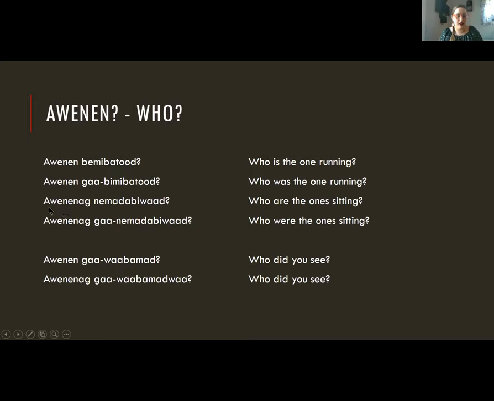Awaynin also does this thing where it pluralizes if the verb is pluralized. So because we're using the they ending, namatebiwad, awaynin nug is the plural awaynin. Awaynin nug namatebiwad. Who are the ones sitting? So you see a group of people sitting over there and you ask your friend, awaynin nug namatebiwad. Okay, who are the ones sitting? And then if you need to past tense, awaynin nug ga namatebiwad.